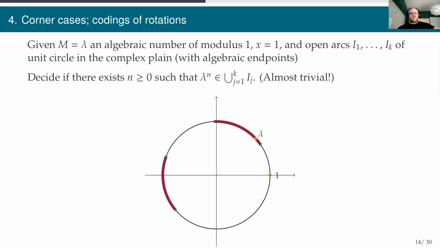And this is almost trivial, right? As soon as you have an open set, you know that, well, either lambda is a root of unity and you only have finitely many points in this orbit of lambda, or the orbit of lambda is dense on the circle and you're bound to hit the set. So just to illustrate the system, it looks like this, and you want to know if you ever hit the red area.